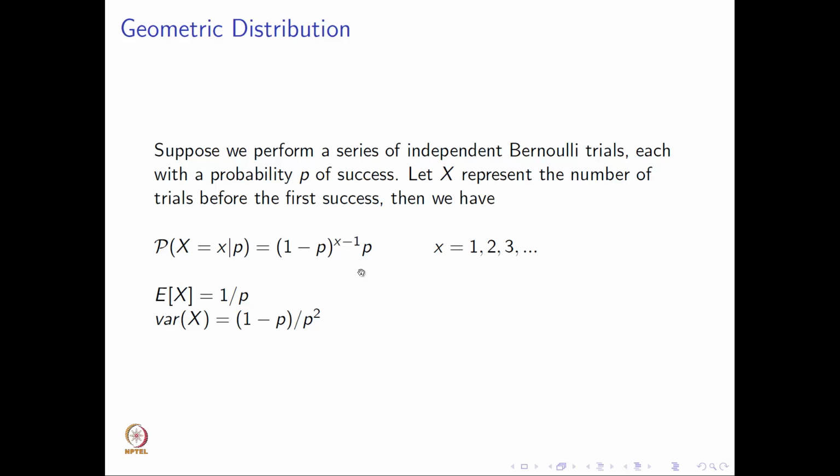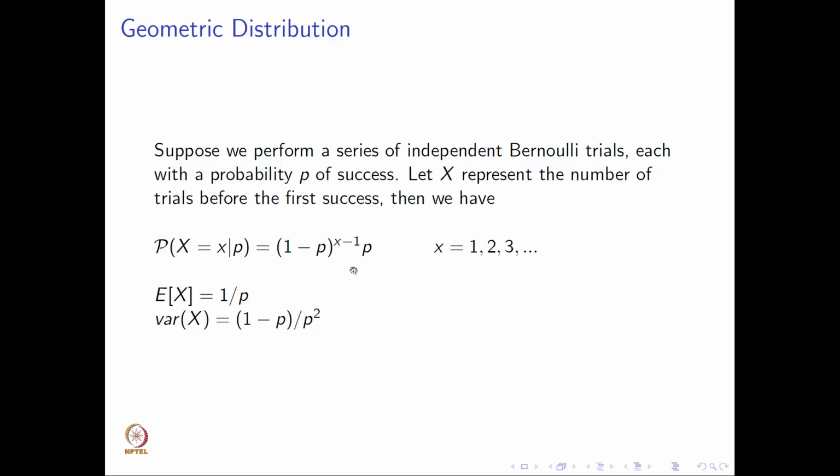This definition is quite intuitive. Essentially, we are trying to calculate the probability that it takes us small x number of trials before observing the first success. This can happen if the first x minus 1 trials failed, that is with probability 1 minus p, and the last trial succeeded, that is with probability p.